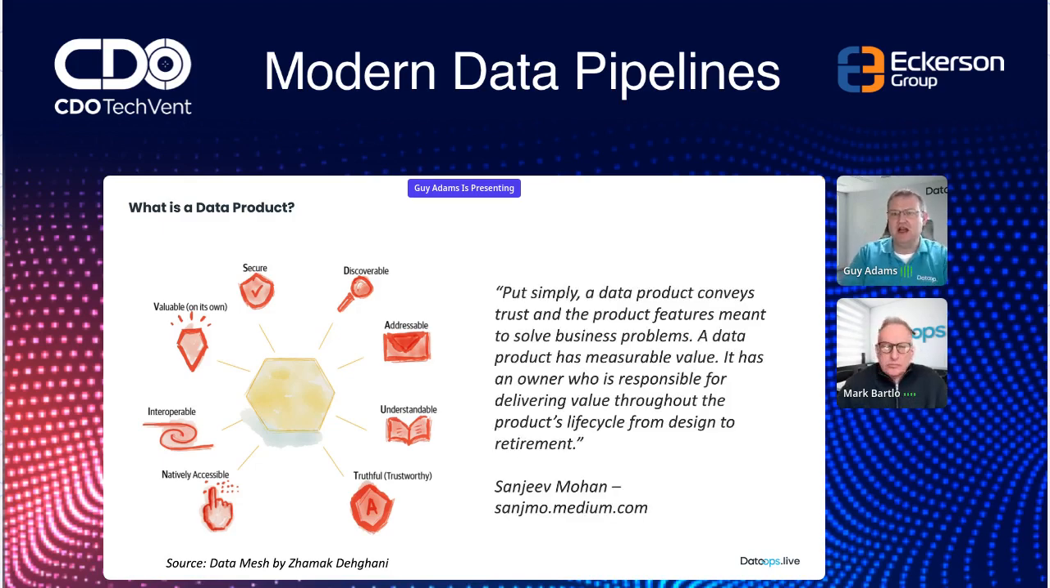In fact, Sanjeev's got a nice description of this, which again, encapsulates the trust, the features that solve business problems. Measurable value is a really important thing, and a lot of people struggle with this. What is the scope of a data product? If you're building a data product and it doesn't have defined measurable value, you've almost certainly scoped it wrong.